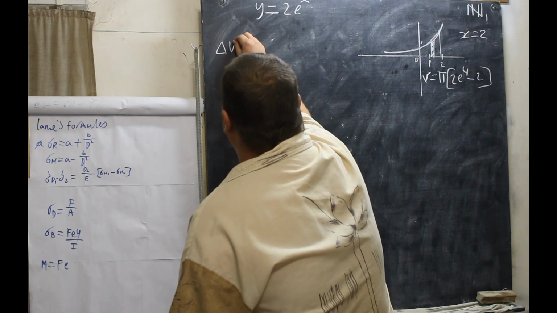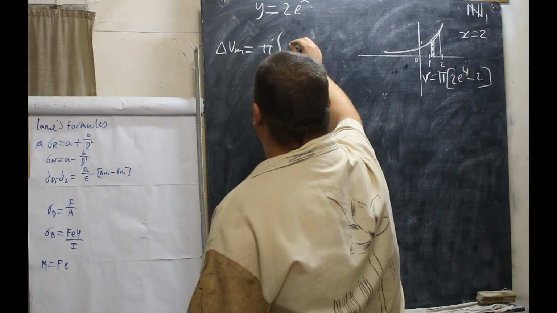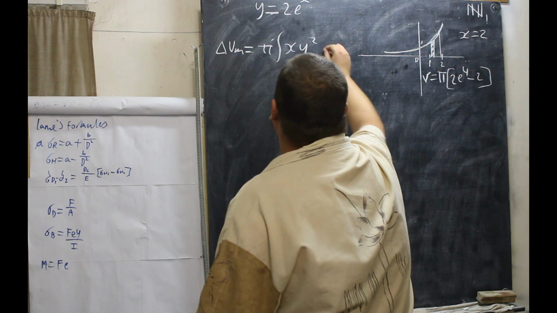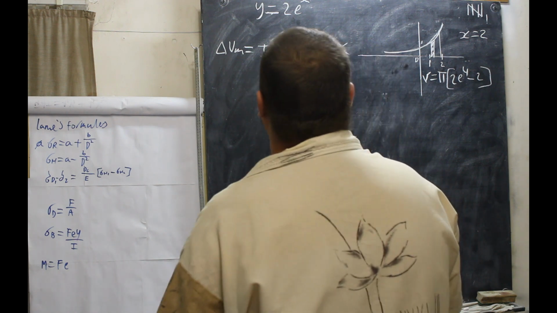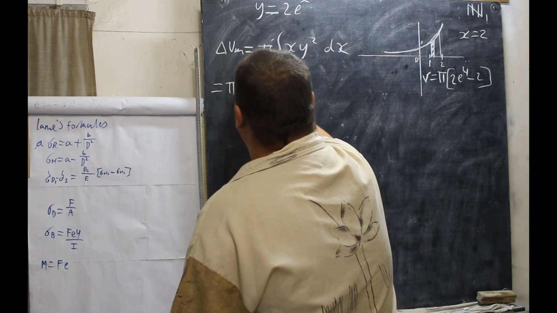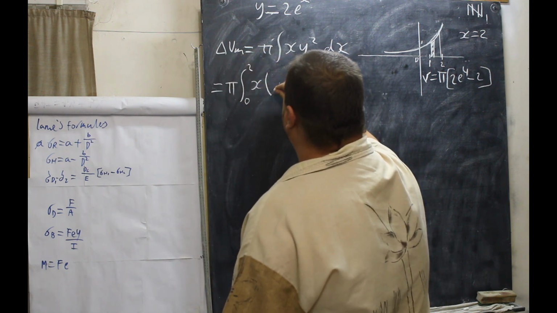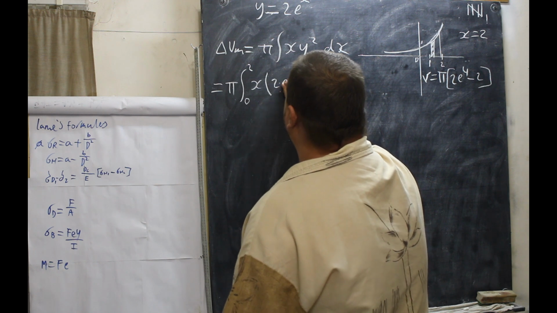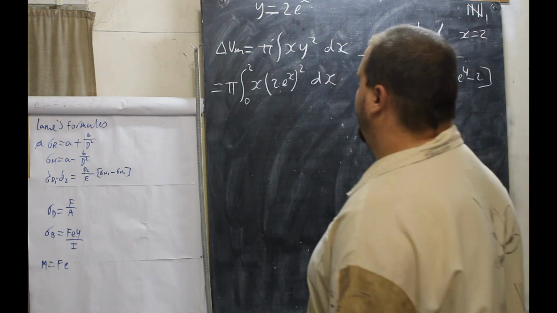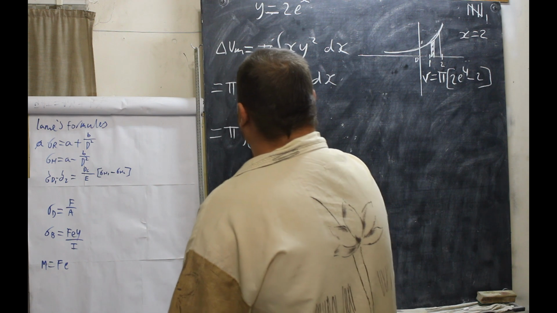So the change in volume moment is equal to pi, the integral of x y squared dx. So what we have here is equal to pi, now the integral from 0 to 2, so x times (2e to the x) squared dx. So what we are left with is pi, the integral from 0 to 2.